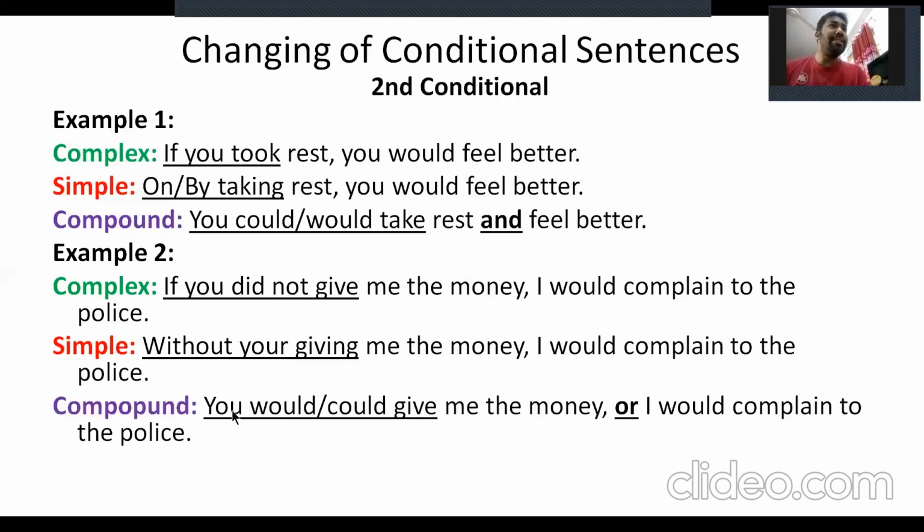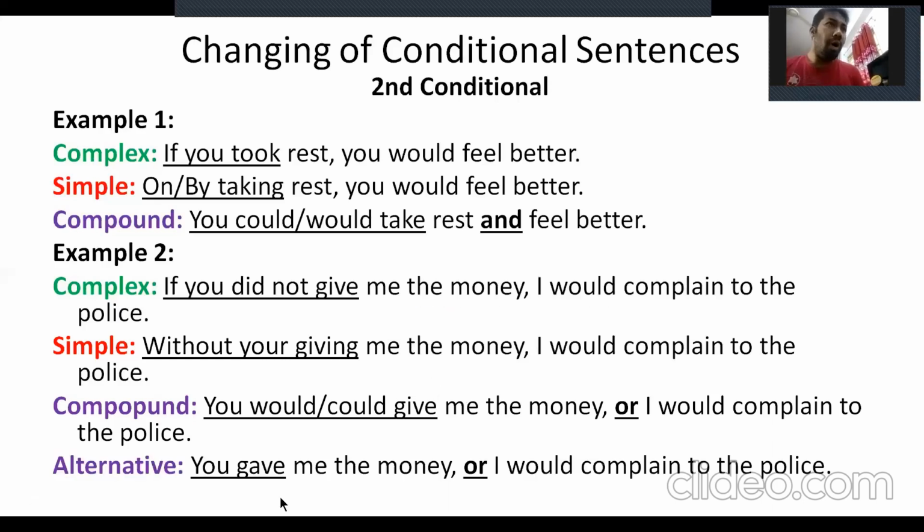To make this sentence a compound one, we need to use the modal auxiliary verb would or could with the main verb of the sentence. So, you would or could give me the money, or I would complain to the police. Or alternatively, we can use: you gave me the money, or I would complain to the police.